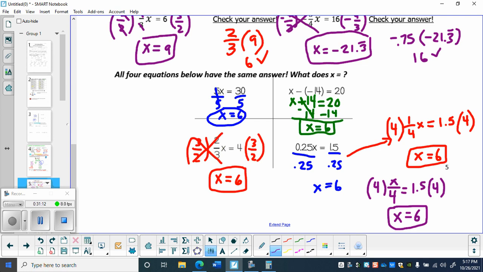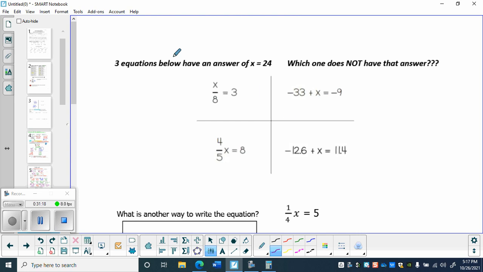Stick with me. We're almost done here. Let's take a look right here. I want you guys to pause it. 3 of these equations below have an answer of 24. Only 3 of them. One of these right here does not have the answer of 24.